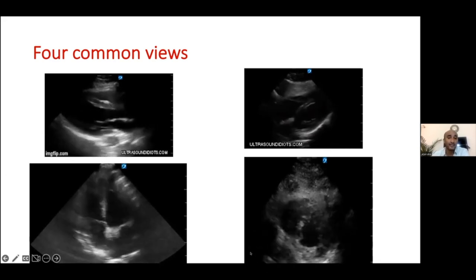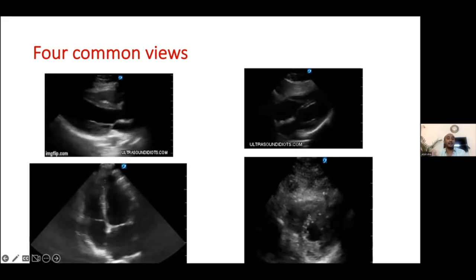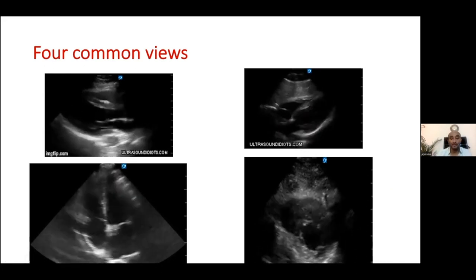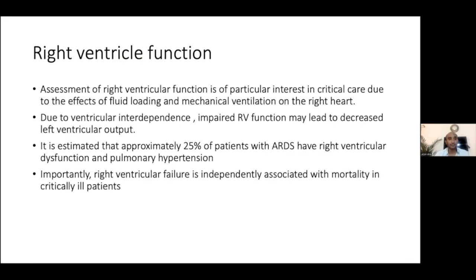These are the four basic echocardiography views that we should be able to obtain, and they help in assessing both the left ventricle and the right ventricle. Right ventricular function assessment is of particular interest because of fluid loading and also during mechanical ventilation. Due to ventricular interdependence, impaired RV function can lead to reduced left ventricular output as well.